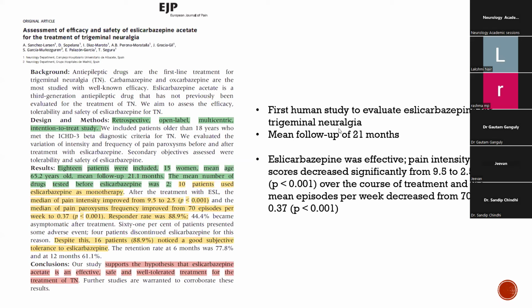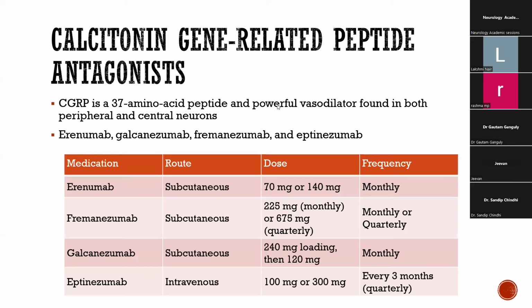This study was the first human study to evaluate eslicarbazepine for trigeminal neuralgia, with a mean follow-up of 21 months. They showed that eslicarbazepine was effective. Pain intensity score decreased significantly from 9.5 to 2.5 over the course of treatment, and mean episodes per week decreased from 70 to 0.37.